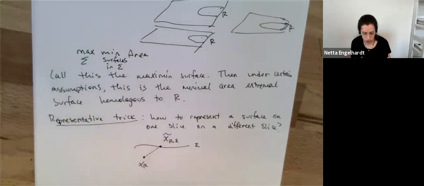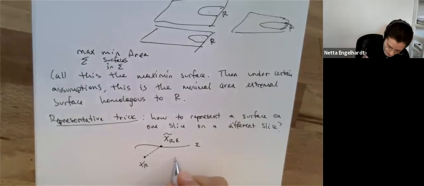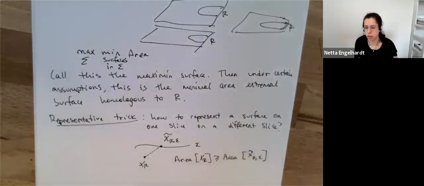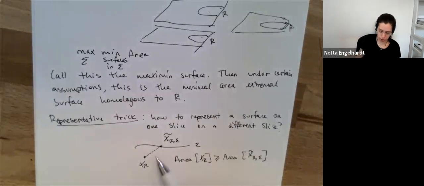Now, I'm not going to go through the derivation of this here, but I did upload it to the website, so you can see the derivation there for why the area of XR is always larger than or equal to the area of its representatives. This is only true for an extremal surface. It uses the fact that the derivative of the expansion is negative, and the expansion is 0 here, and the expansion is the derivative of the area.